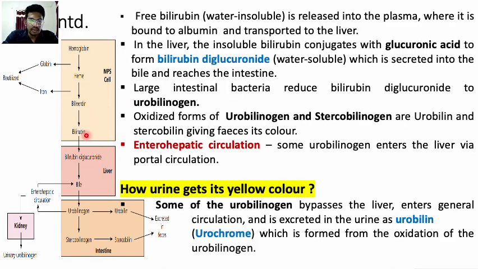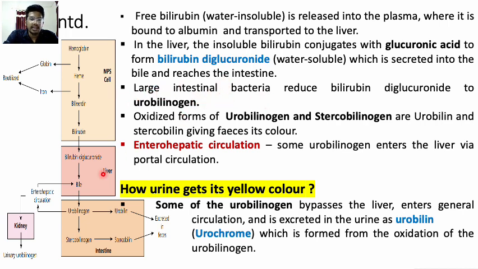And for the remaining part, the free bilirubin produced within the MPS cell is water insoluble. So it cannot be dissolved in the plasma, which is mostly water. So it has to bond with albumin. It combines with albumin and is then transported to the liver. In the liver, the bilirubin chemically combines with glucuronic acid and forms bilirubin diglucuronide. The bilirubin diglucuronide is water soluble and is secreted into the bile, and thus it reaches the intestine.